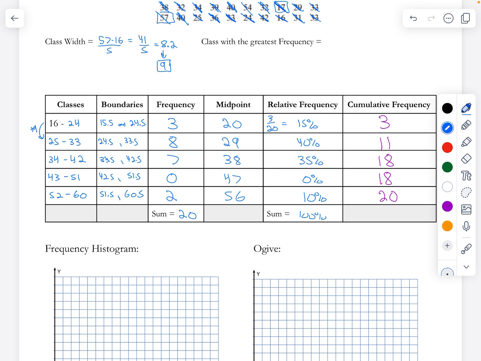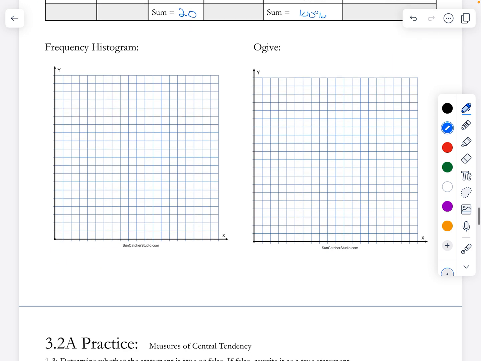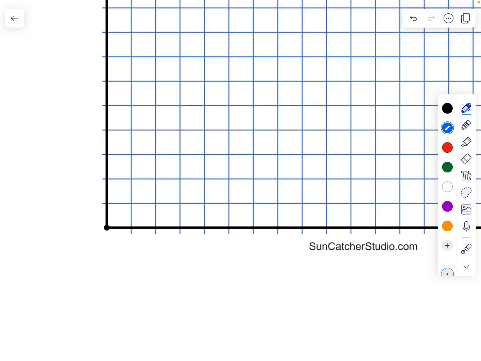All right. Now I'm going to build a histogram from this data. I'll use the midpoints to label my bars. All right, so I'll put a midpoint of 20 here, and then I'm going to have my bars go up left side, right side. The bars need to be touching, so 29, 38, 47, 56. Okay, I'm going to make sure that I break the graph to get to that first bar.